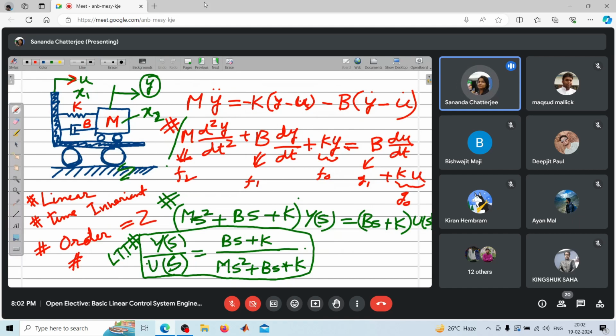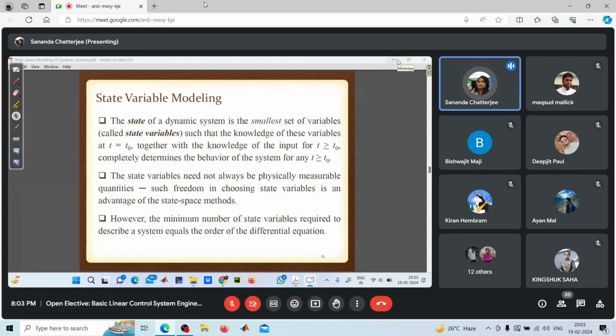So what was the state of this spring and the mass at the very beginning of the experiment, that is at t equal to t0? What is the state of the spring and what was the state of this mass? Those are required for proper representation of the system, and that minimum number of such variables that are required to describe the system will be equal to the order of the differential equation.